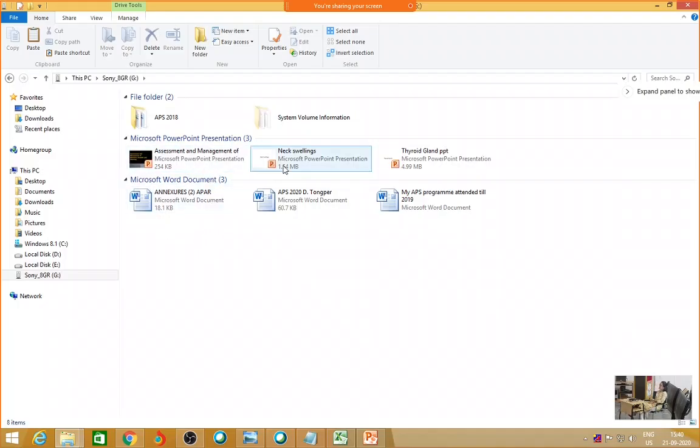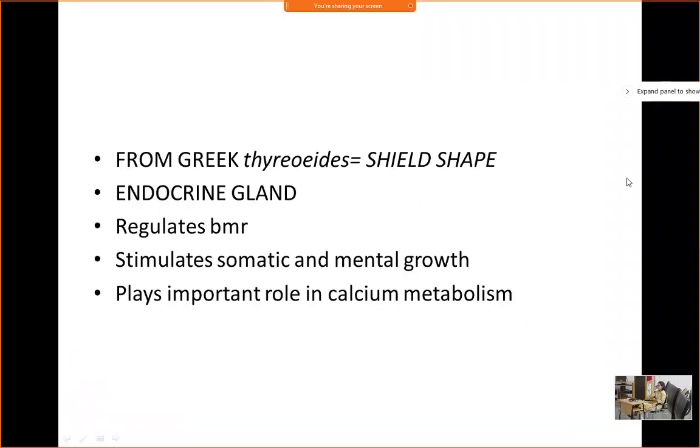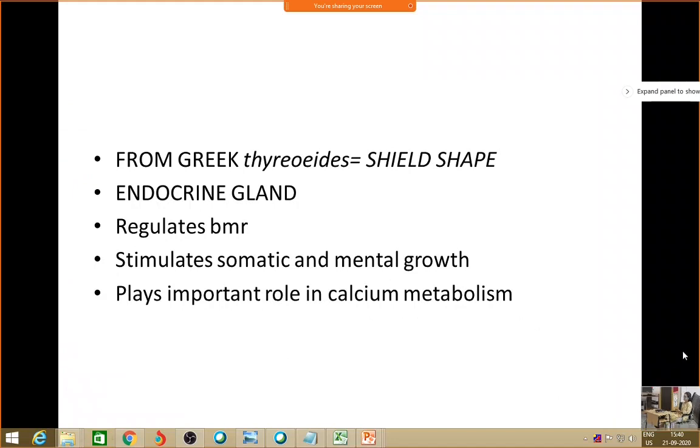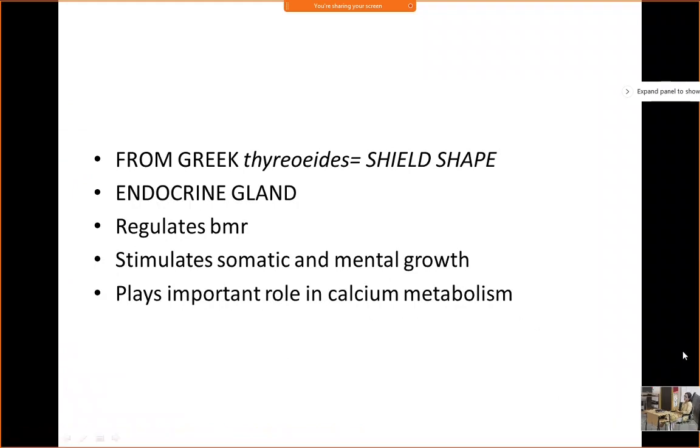So I'll move in detail now to the thyroid gland. The word thyroid is derived from the Greek word thyroides, which means shield-shaped, because the thyroid gland resembles the shape of a shield.